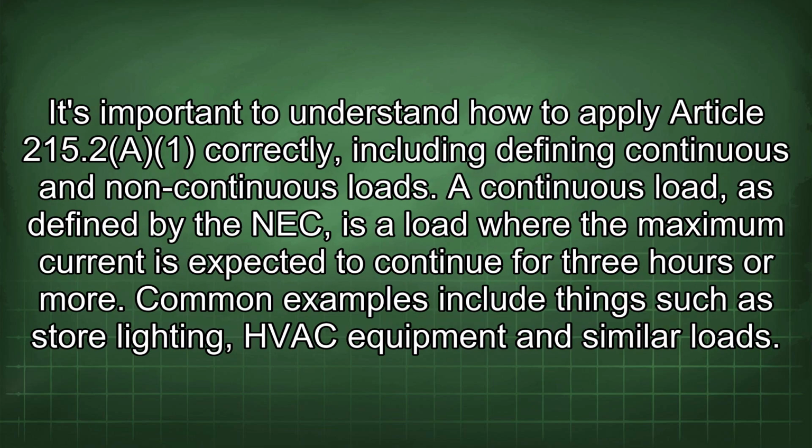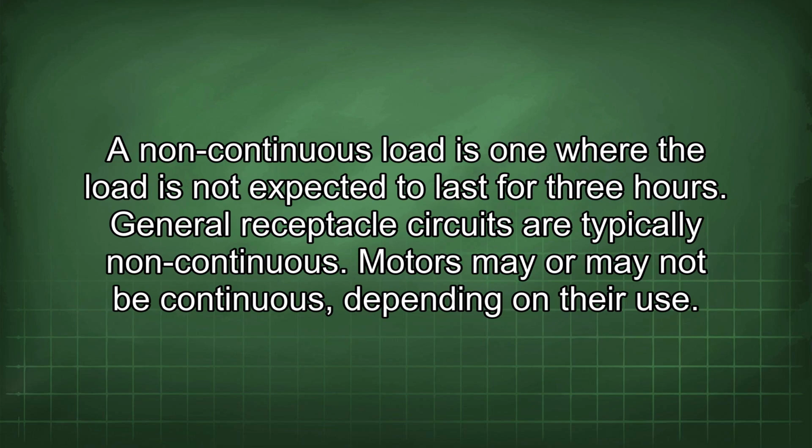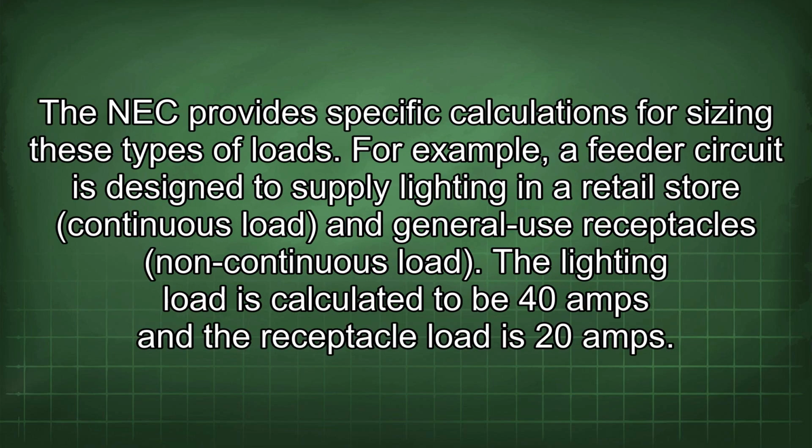It is important to understand how to apply Article 215.2(a) correctly, including defining continuous and non-continuous loads. A continuous load, as defined by the NEC, is a load where the maximum current is expected to continue for 3 hours or more. Common examples include things such as store lighting, HVAC equipment, and similar loads. A non-continuous load is one where the load is not expected to last for 3 hours. General receptacle circuits are typically non-continuous. Motors may or may not be continuous depending on their use. The NEC provides specific calculations for sizing these types of loads.